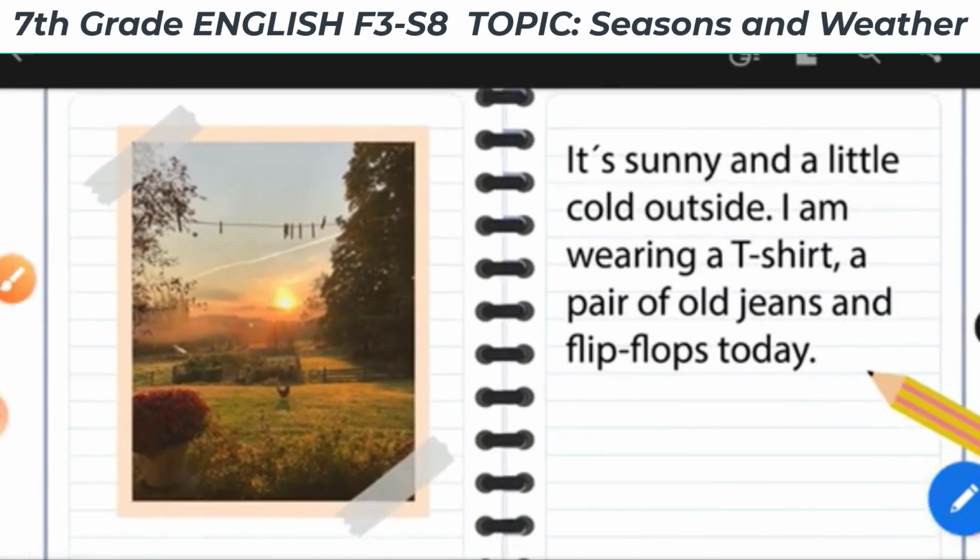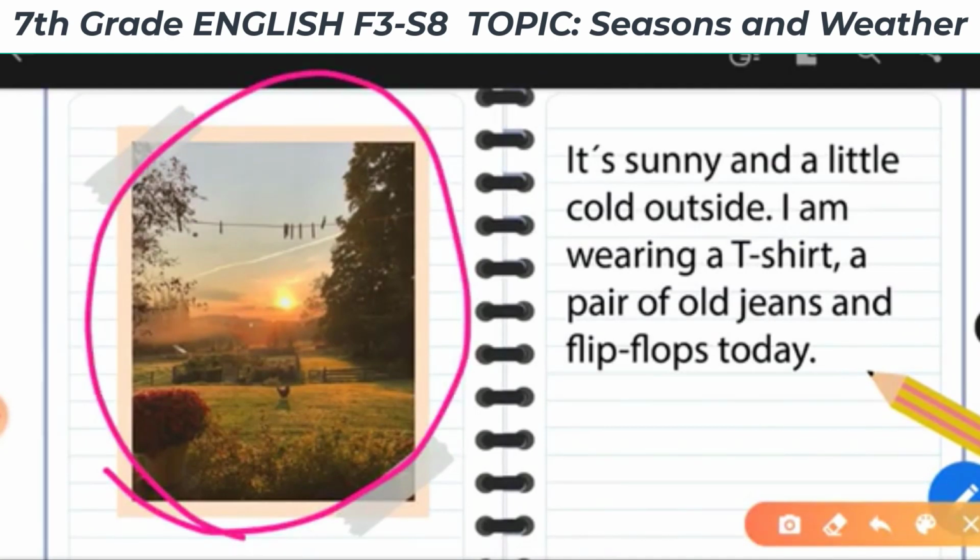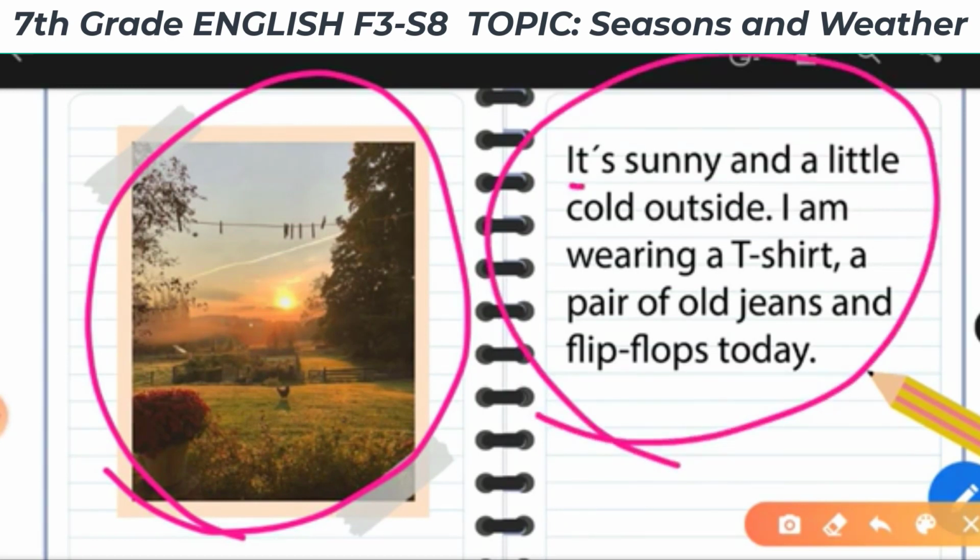Here we have an example. Mira, aquí tenemos el dibujo. Okay. You can have a picture too. Puedes poner una foto, no hay problema. Or an image that you can find on internet. That's okay too. Cualquiera de las dos. Puedes dibujar o hacer an image that you can find on internet, whatever. Y a la parte escribes cómo está el weather. It's sunny and a little cold outside.